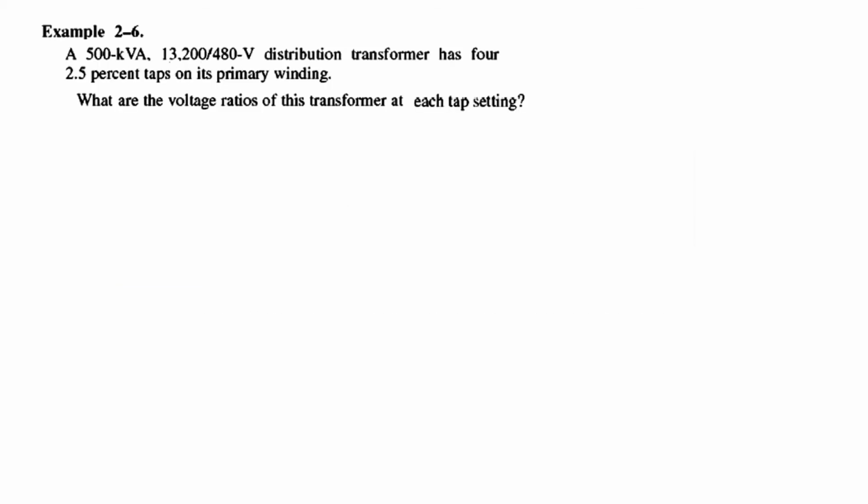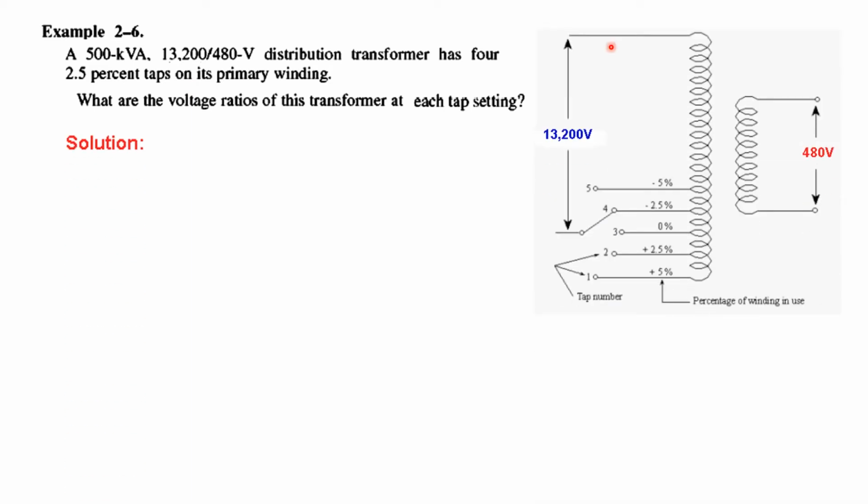Now here's a simple question. A 500 kVA 13200/480 volt distribution transformer has 2.5% taps on its primary winding. So it's something like this. You can see this is the input on the primary side, and here is the middle portion of it. Nominal voltage, that is 13200, is available at this point when the arm is connected to 3.